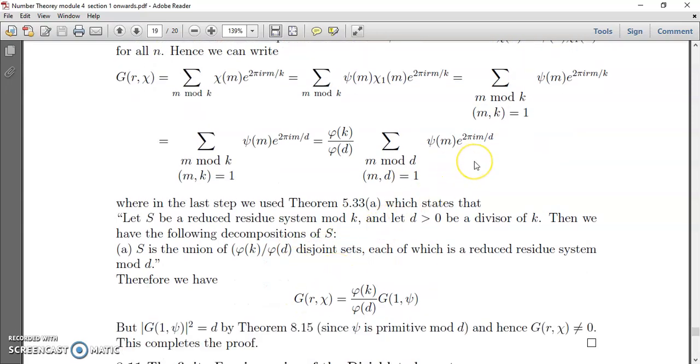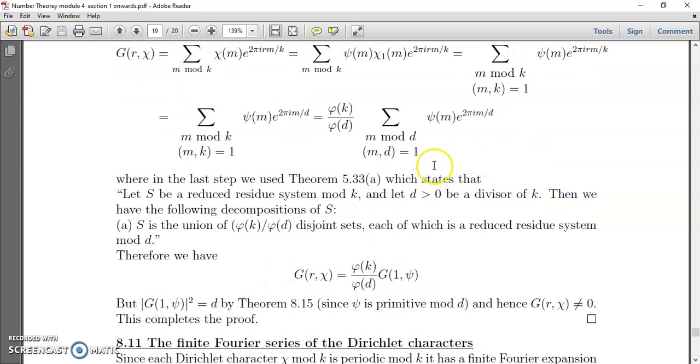Now clearly, we have seen what this is. By definition, this is nothing but putting 1 instead of n, so this is for psi m. By definition of the Gauss sum, g of r chi is nothing but phi of k by phi of d times g of 1 psi.